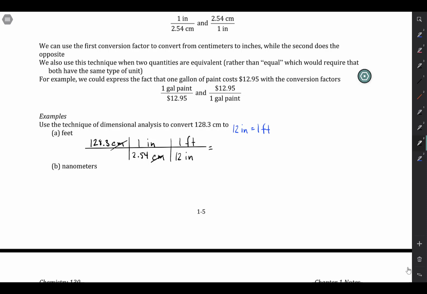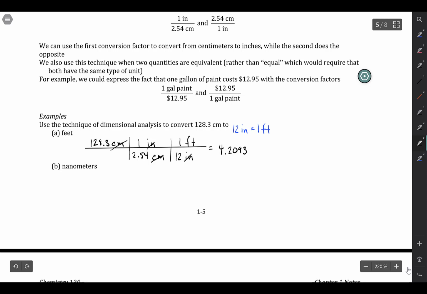Okay, solving for this gives a calculator answer of 4.2093. So 4.2093 is the calculator answer. And going back here, I'll just cancel those inches. 128.3 has 4 significant digits. 2.54 centimeters is exactly 1 inch.